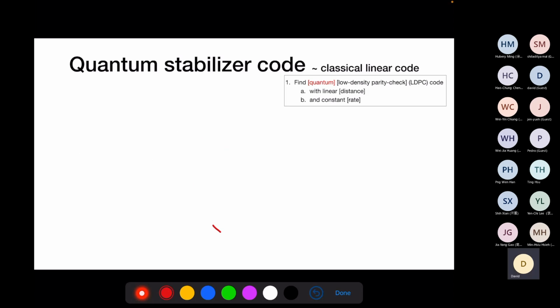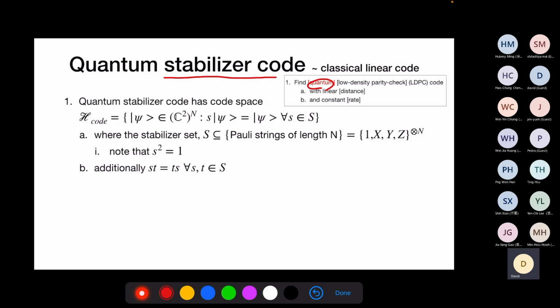First, we'll focus on the quantum. What's a quantum code? In the classical case, there are linear codes and nonlinear codes. For quantum, we have stabilizer codes and non-stabilizer codes. But in the quantum case, stabilizer codes are always easier to define, so for our purpose now, we will just focus on the stabilizer code.